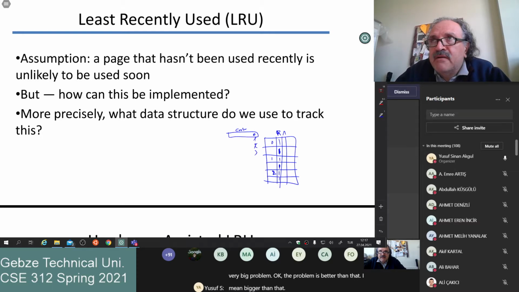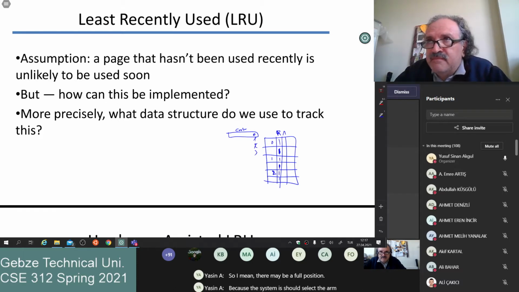So, I mean, there may be a fault position. Because the system should select the page which has the RBIT zero. Yasin, forget about the RBIT. There is no RBIT with this algorithm. The algorithm is, okay, pick the page with the smallest counter.